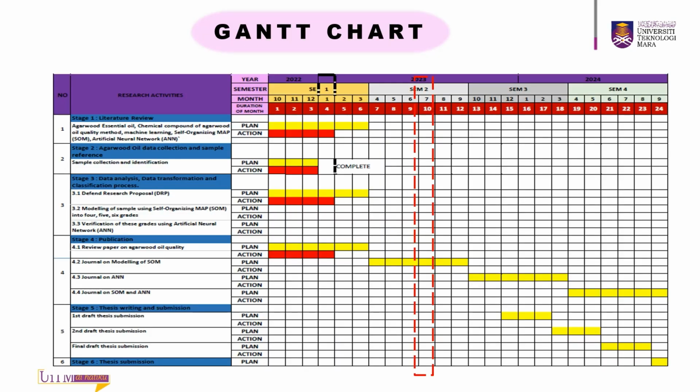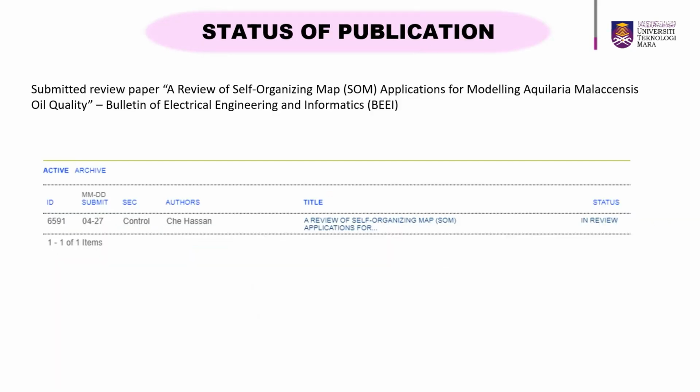Alright, this is my Gantt chart for the 7 months, which is within the 10-month journey of my studies. For the status of publication, right now I have submitted a review paper on self-organizing map application for modeling academic licenses in the Bulletin of Electrical Engineering and Informatics, BEEI. The status of this publication is still in review.